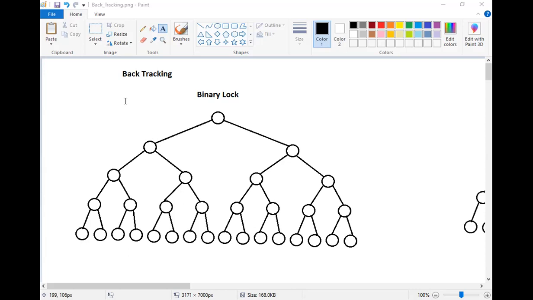Now, there is one particular diagram. Can you tell me what type of a tree it is? Is it a binary tree? Yes, it is a binary tree. Each parent can have maximum 2 children, right? One on the left and the other on the right.